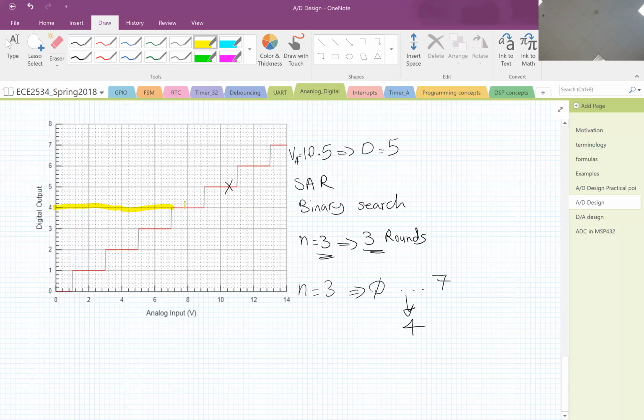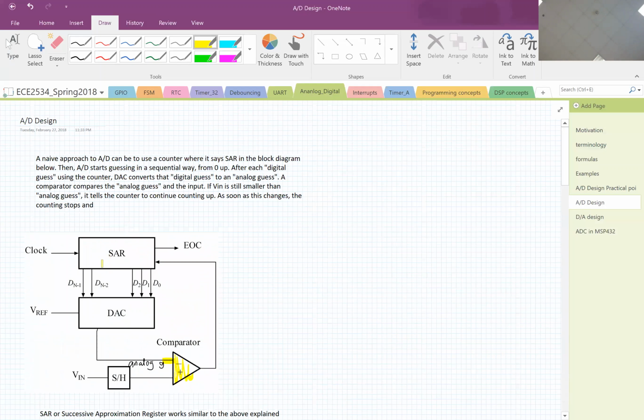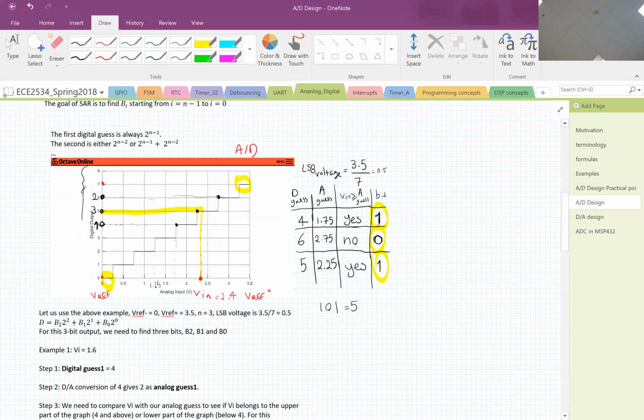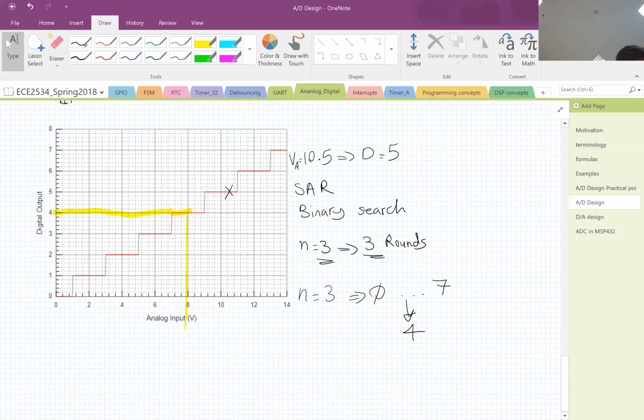And when I go with my first guess, then I turn it into voltage, because look up here. This is important. This is like your guessing machine, if you think about it that way. Then it goes through a digital to analog converter. When it goes through that, it gets an analog guess that is compared to the Vin. So over here, I get an 8.